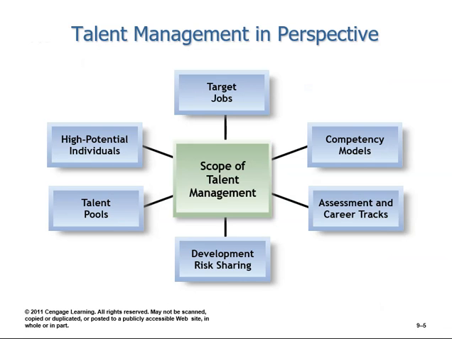So talent management within an organization has a pretty broad scope. And here are six components of the overall scope of what talent management does in the areas that it should touch within an organization. So target, identify the right jobs, competency models, assessment and career tracks, developing and sharing risk, talent pools, and high potential individuals. We're going to come back to high potential individuals a little bit later in this presentation, but it's important that we understand these are the six components that make up the full scope of talent management.